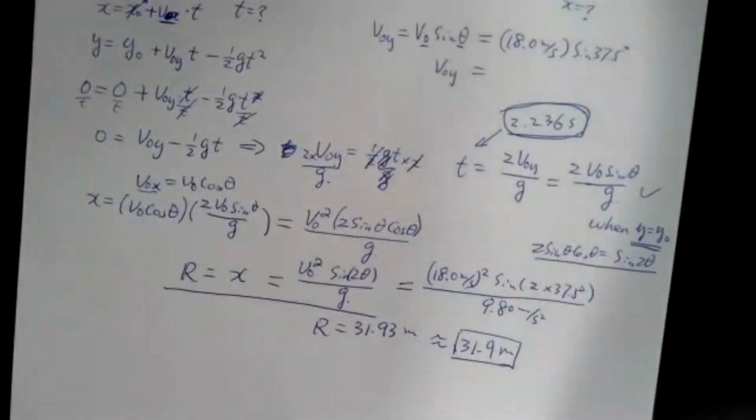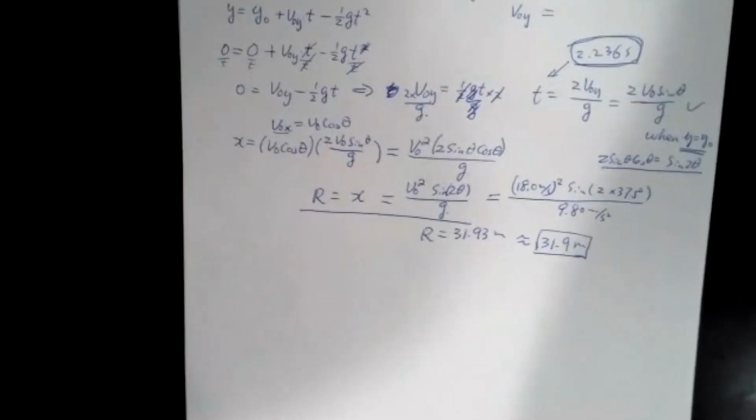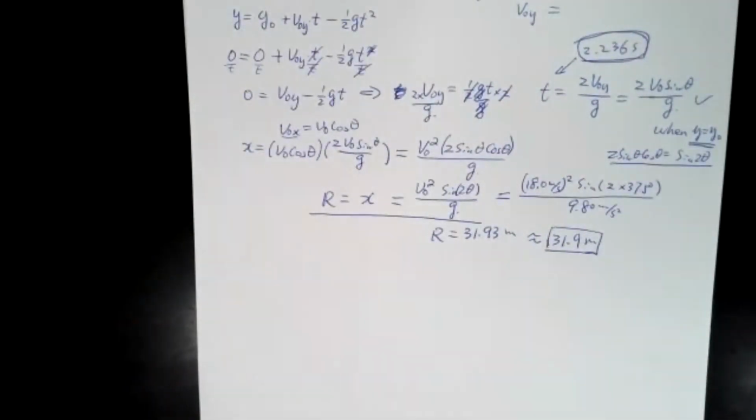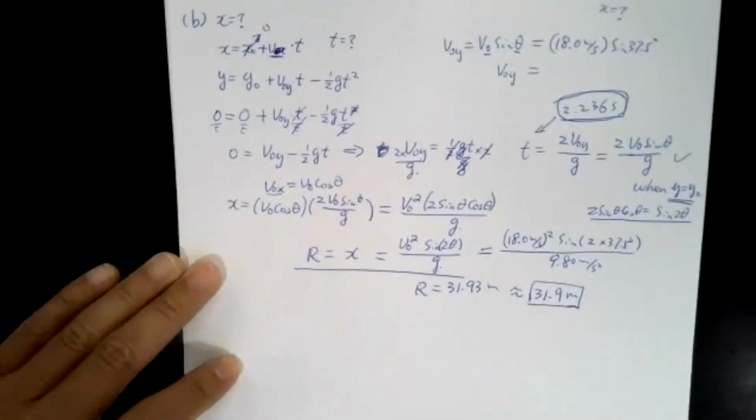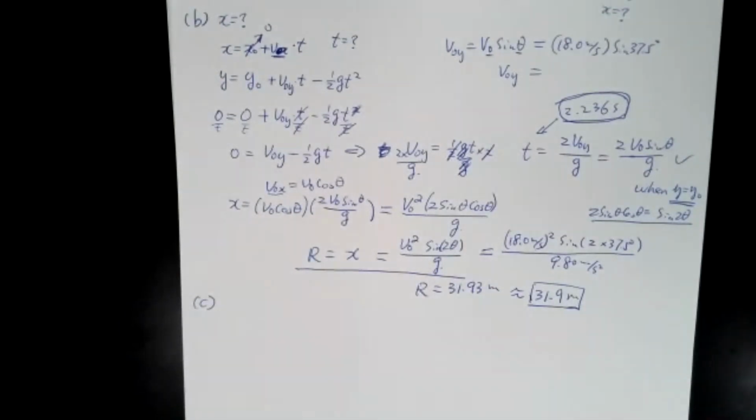Questions you guys might have? Okay. All right. Now let's look at part C here. Part C is asking you, how high does the ball go vertically before it actually turns direction? Let me see if I remember that correctly. How high does the ball go vertically before it starts to descend?